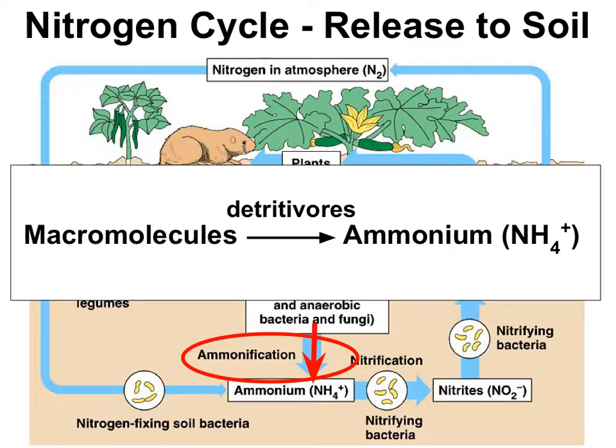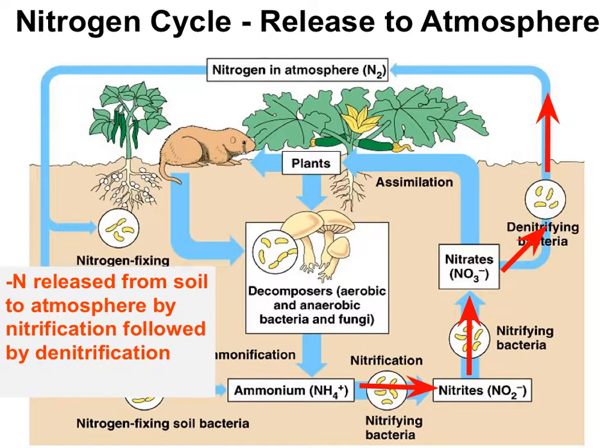Here's that process as a chemical equation. Macromolecules in detritus are broken down by detritivores to make ammonium. This process is called ammonification. Nitrogen can be released from the soil back into the atmosphere when those bacteria take over. So these are steps that we've seen before.